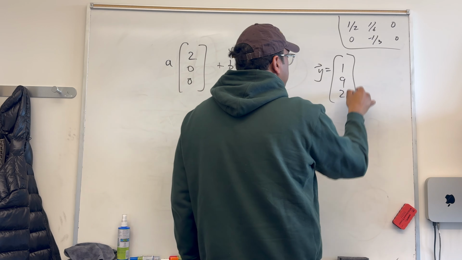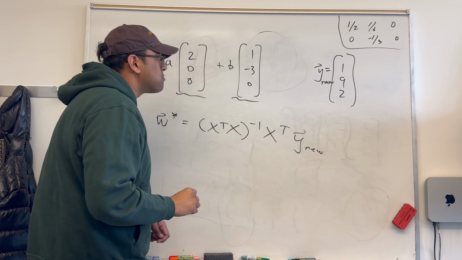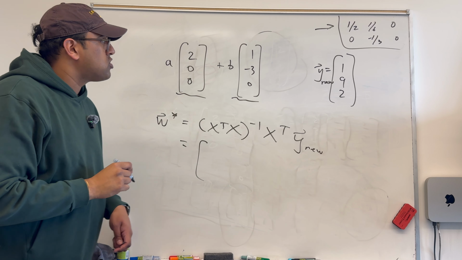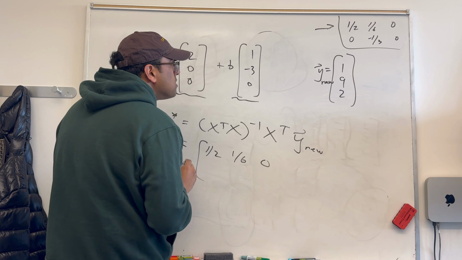Which means the W star here will be X transpose X inverse X transpose, just with our new Y. Why don't I call this Y new for now? But this X is the same as before. So now you can see why I saved X transpose X inverse X transpose up here, because I can just be a little lazy and copy paste that down here.